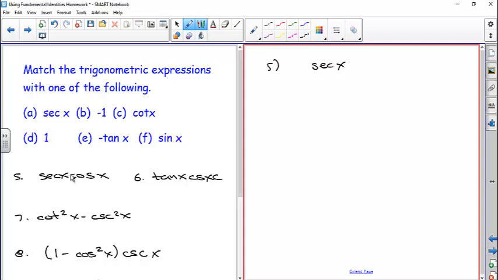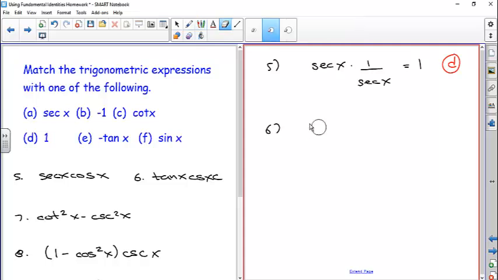So the first one, secant times the cosine, but the cosine is 1 over the secant. So that's a reciprocal identity. So that's 1, and therefore 5 matches up with D. The next one is negative 1. Oh, that's the answer. Let's go to the next. Let's go to number 6.